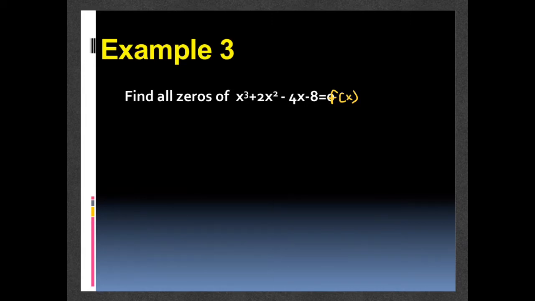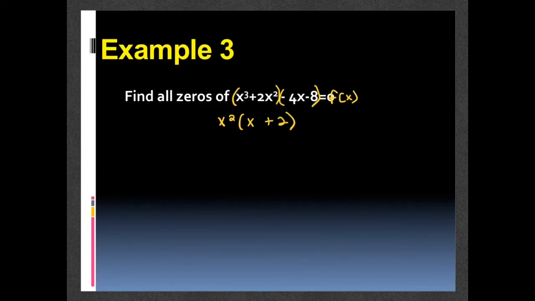When you look at this polynomial, hopefully you realize that there are 4 terms. We're going to factor by grouping. So I'm going to group these two together and these two together. I'm going to look to see what I can take out of the first set of parentheses, which is x squared, and I get x plus 2.